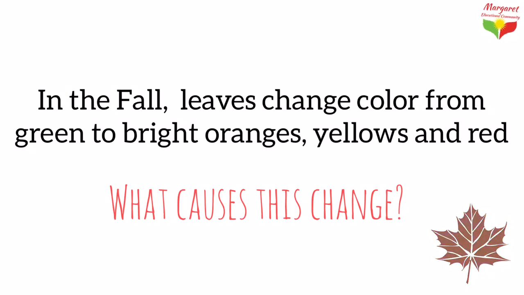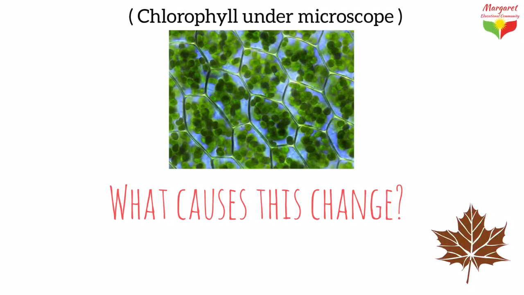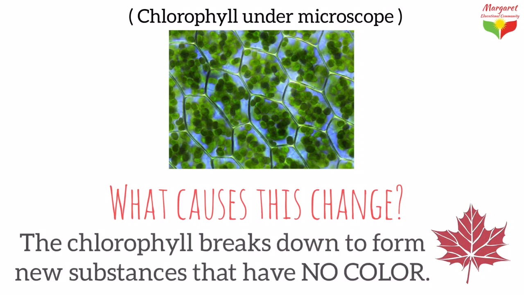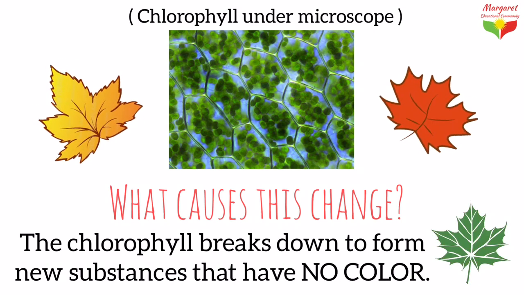Green leaves are green because they contain a green pigment called chlorophyll. During the spring and summer, the leaves have a large amount of chlorophyll in them. But in the fall, when the temperature drops and there are only a few hours of sunlight, the chlorophyll breaks down to form new substances that have no color. The green chlorophyll is no longer present to hide the other pigments, and now you can see the oranges and yellows that were present all along.